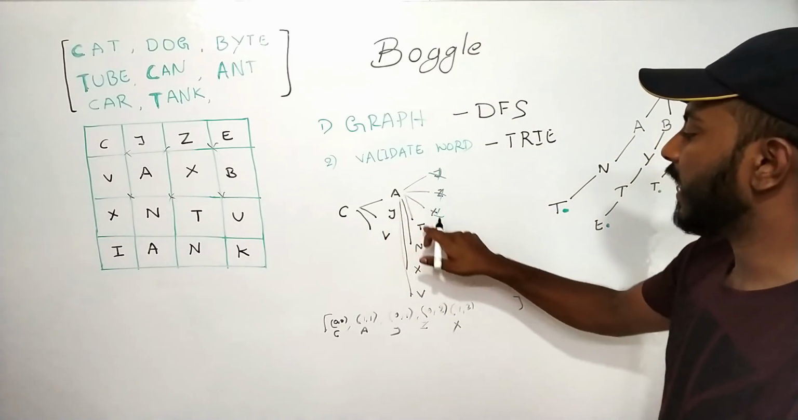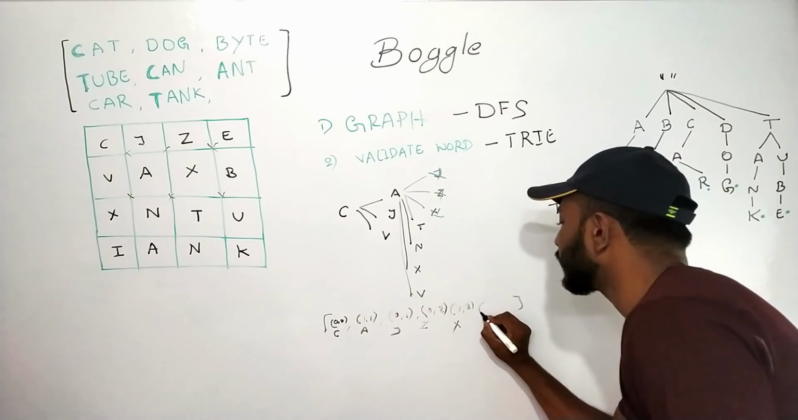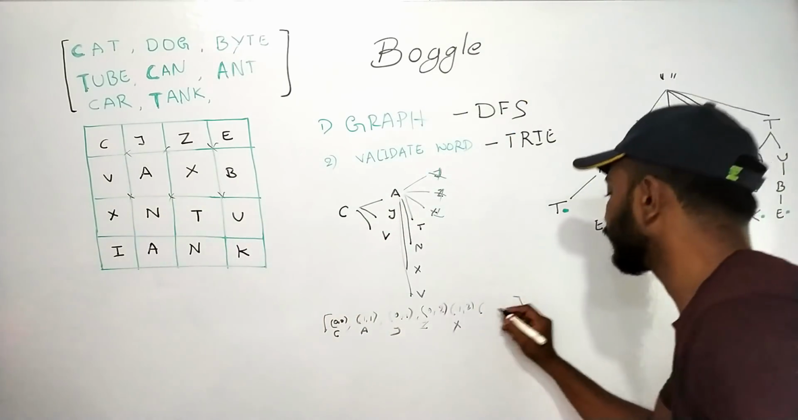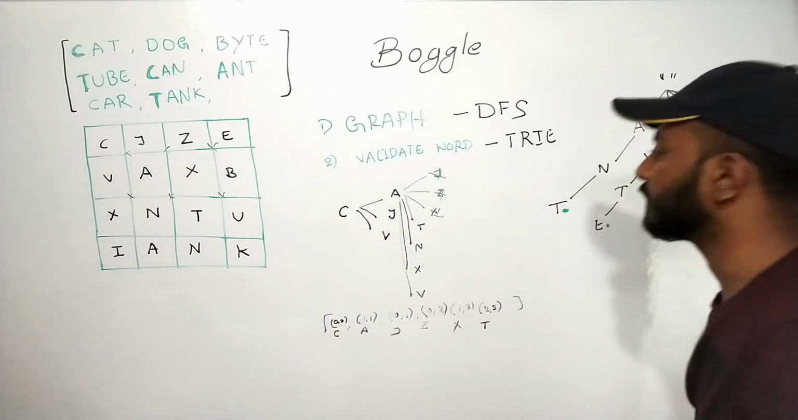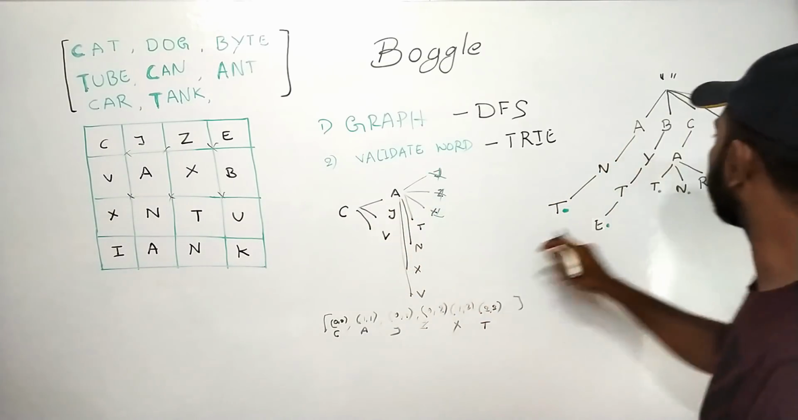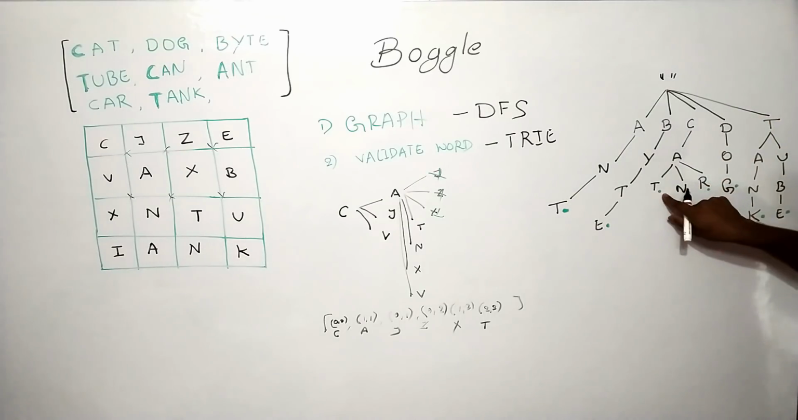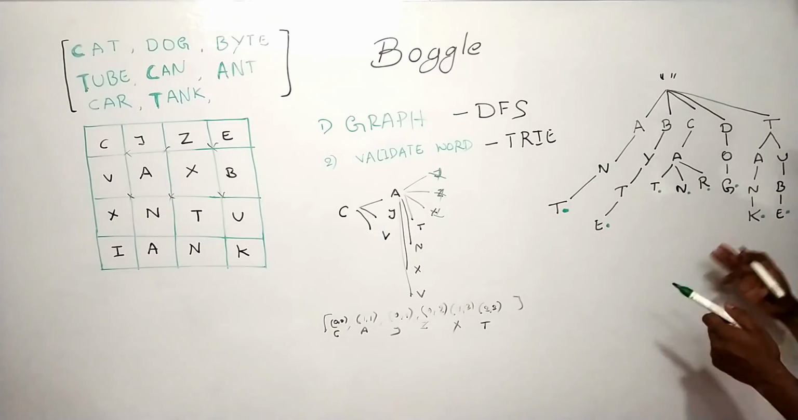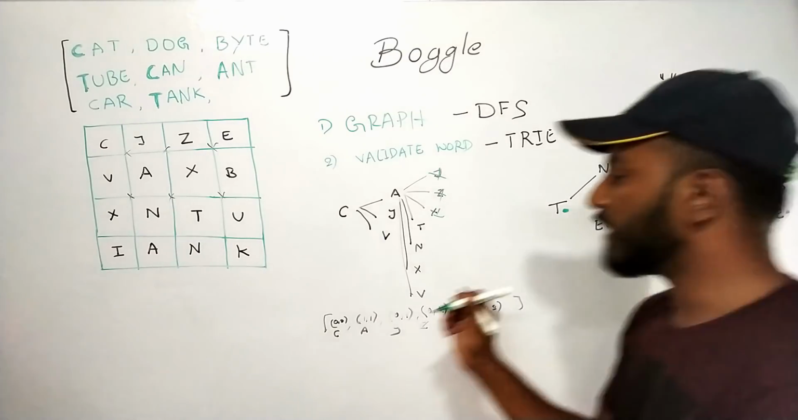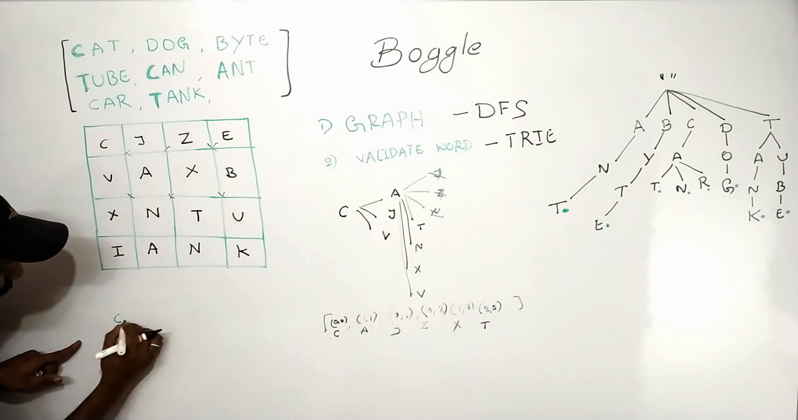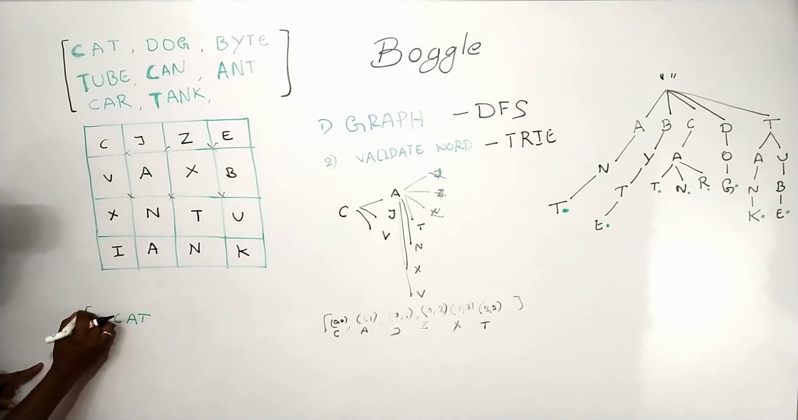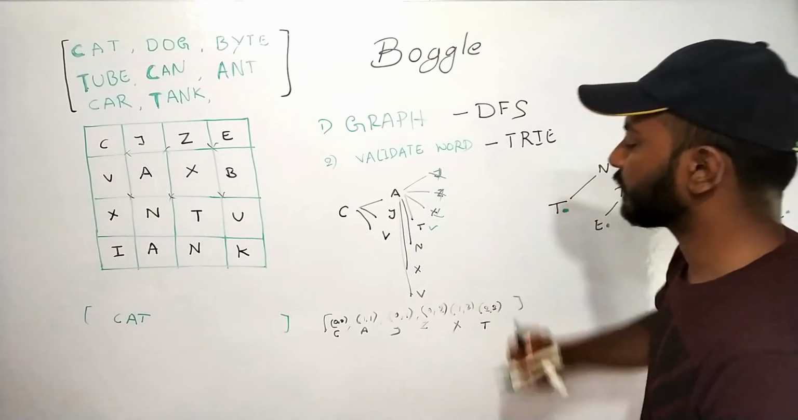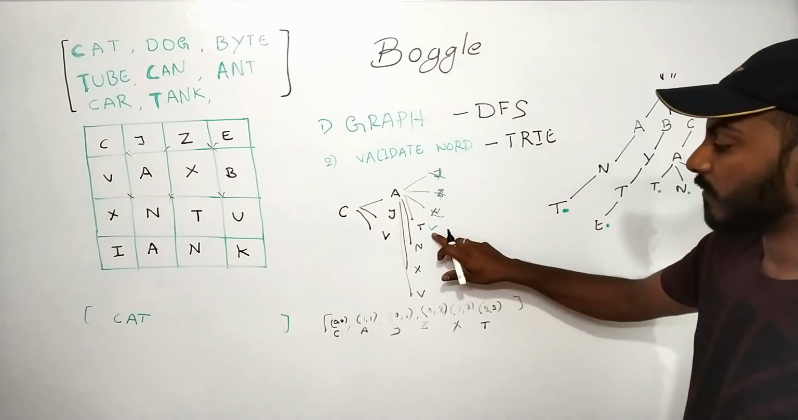Now check CAT, add it to visited, that is 2, 2, and T. Check for this combination CAT, here CAT, and this dot represents it's a valid word. That means that we have found a valid word. We can add it to one more array. The valid word we found was CAT. Now this is done. That means we have found a valid word.